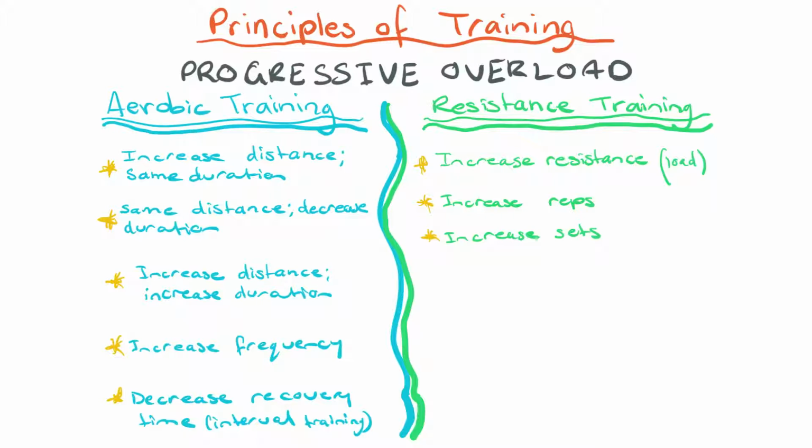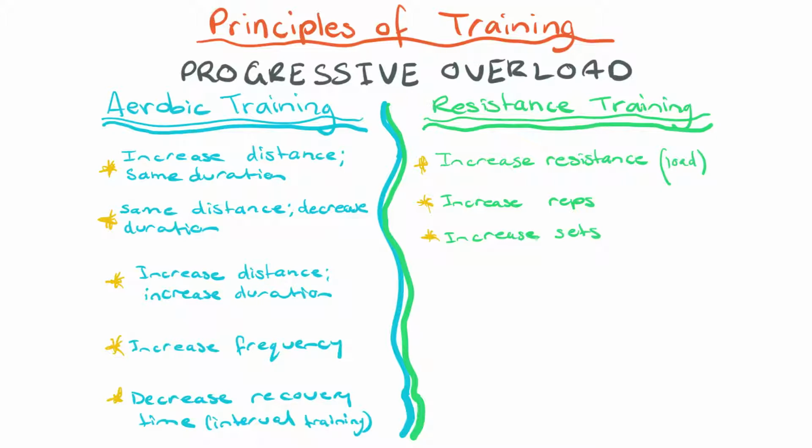Okay, so now we jump across the syllabus into the right-hand side and have a look at how we actually apply progressive overload to aerobic training and resistance training. Remember, from the videos beforehand about the types of training, we had aerobic training, anaerobic training, strength training, and flexibility training. So remember that resistance training is more or less strength training.